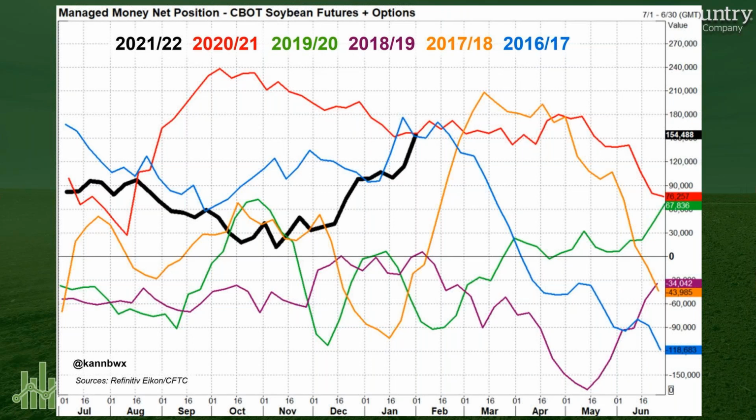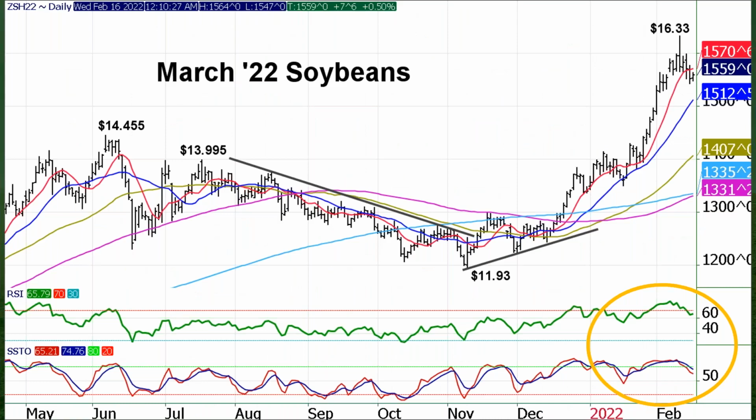Now, if you look at this black line and see the pattern of the funds and look at the chart on March soybeans, it's been rather close.